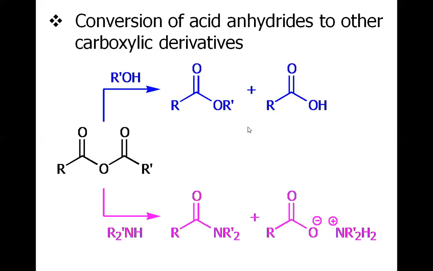If we treat with different nucleophiles, we have different products formed. This is the same as we discussed for the case of the acid chloride. So if we treat the alcohol with the acid anhydride, we have the ester formed. And if we treat the amine with the acid anhydride, we have the amide formed. And remember, the other product will be the carboxylic acid or the carboxylate salt, but we are interested in the first product. So treating alcohol with the anhydride will give the ester. Treating amine with anhydride will give us the amide.